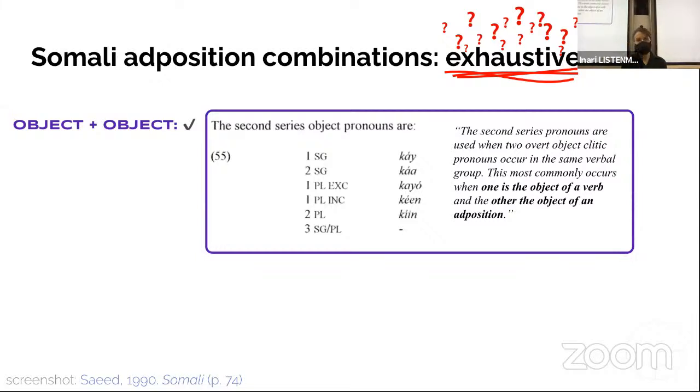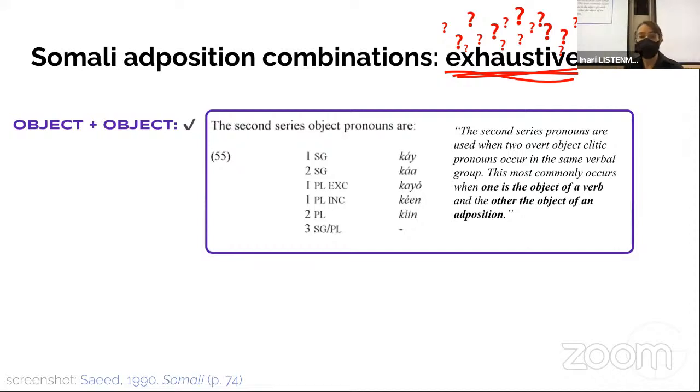From page 74, there is something called a second series pronoun. The second series pronouns are used when two object-clitic pronouns occur in the same verbal group. This most commonly occurs when one is the object of a verb and the other the object of an adposition. Okay, that's fine.